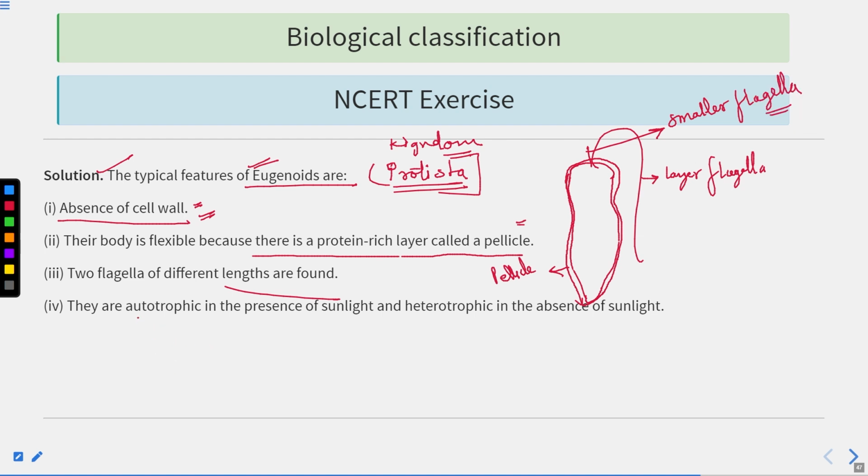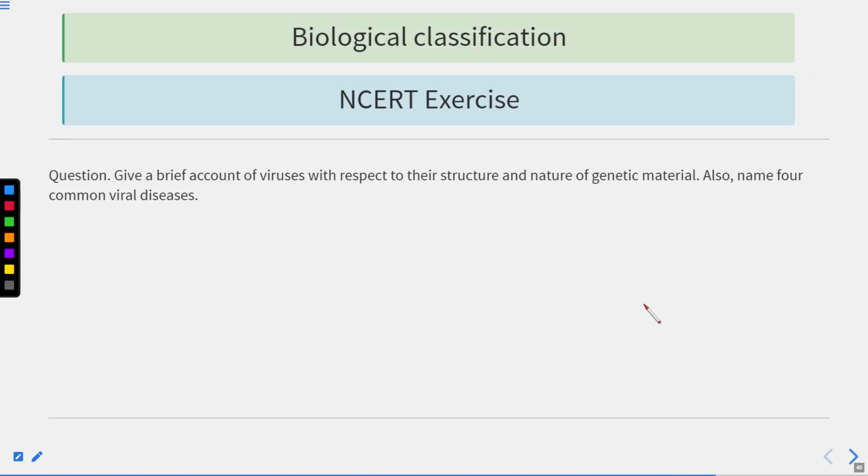They are autotrophic in the presence of sunlight and heterotrophic in the absence of sunlight. So they have chloroplasts in them, but they do not have a cell wall. This is a very unique feature. Euglenoids do not have any cell wall, but they do have chloroplasts and can perform photosynthesis in the presence of sunlight. In the absence of sunlight, they cannot make their own food, so they also show the heterotrophic mode of nutrition.